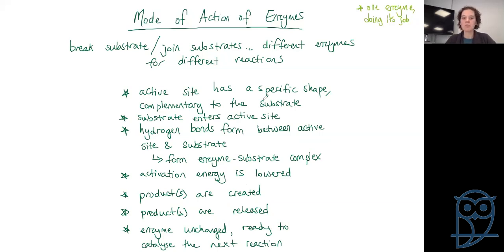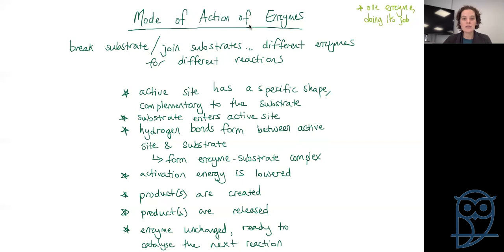We have a specific shape, complementary to the substrate. Substrate enters the active site and hydrogen bonds form between the active site and substrate, creating an enzyme substrate complex. Activation energy is lowered, products are created, then released, enzyme is unchanged. So the enzyme is like a little robot. He goes and does the same thing over and over and over again. And this is the mode of action of enzymes.